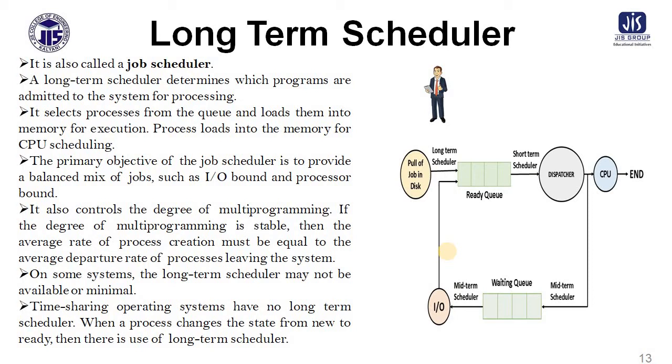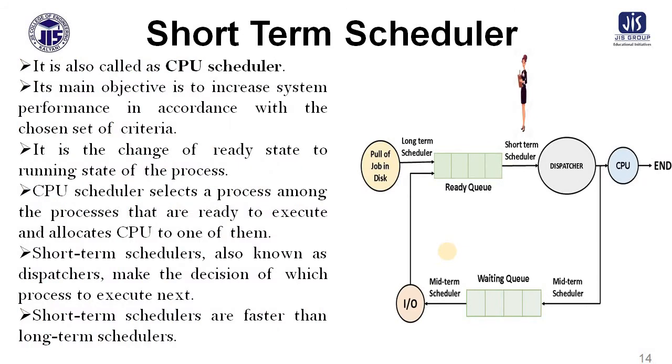On some systems, the long-term scheduler may not be available or is minimal. In some operating systems the long-term scheduler is absent. A time-sharing operating system has no long-term scheduler. When a process changes state from new to ready, there is the use of the long-term scheduler. So from new to ready, who is working? The long-term scheduler. Now, what are the functions of the short-term scheduler?